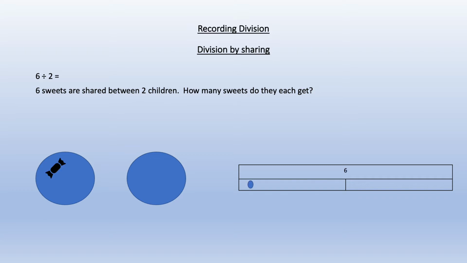And then we share each of the sweets out equally, so 1, 2, 3, 4, 5, 6, and count how many each child has, and we can see that it is 3. So putting the answer back into the original number sentence, 6 divided by 2 equals 3.